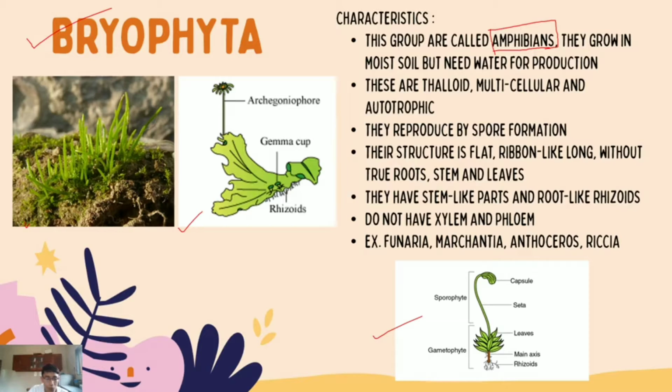Bryophytes are the species which require water as well as soil to grow. They grow in moist soil but need water for reproduction. So to grow or to reproduce themselves, they need water. And they grow on moist soil. Moist soil मतलब क्या? ऐसी मिट्टी जिसमें नमी हो. Now, these are thalloid, multicellular and autotrophic.